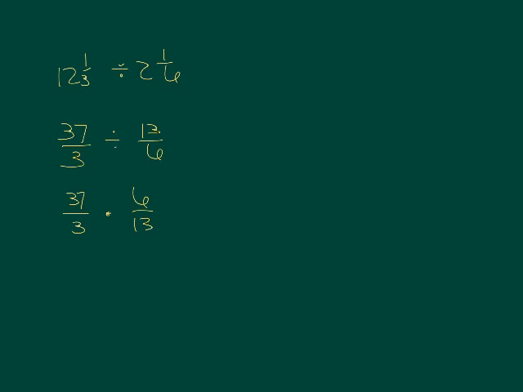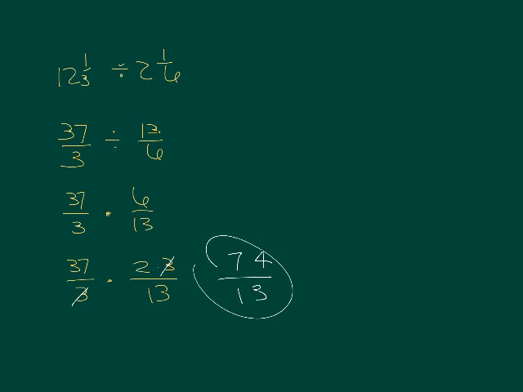Alright, so I've got 37, that is a prime number, over 3. 6 is not a prime number, it's 2 times 3, over 13, and that allows me to cancel this 3 with this 3. And that gives me 74 over 13. And then I can change that to a mixed number by dividing 13 into 74. And in this case I get 5 and 9 over 13 for my answer.